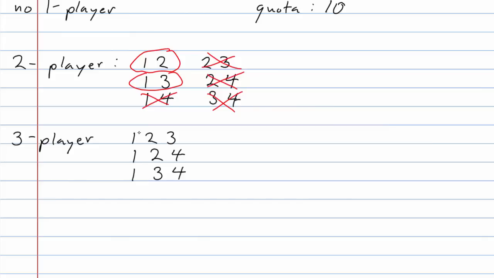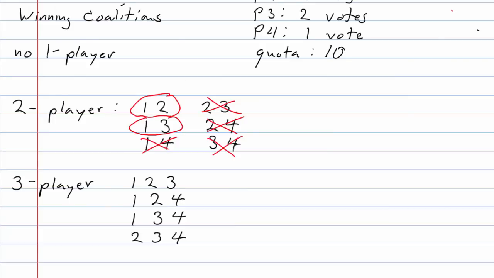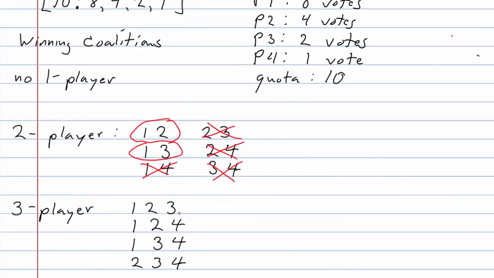Now we can ask, what about those that do not contain 1? There's only one possibility, 2, 3, 4. So those are all the 3-player coalitions. Now the question is, which of those are winning coalitions? Looking up values, 1, 2, 3 is definitely winning because that would be 8 plus 4 plus 2. That exceeds 10. 1, 2, 4, again, because it would be 8 plus 4 plus 1, so that exceeds 10. 1, 3, 4, that would be 8 plus 2 plus 1, so that would exceed 10. And 2, 3, 4, that would be 4 plus 2 plus 1, so that would be 7. That does not exceed the quota.